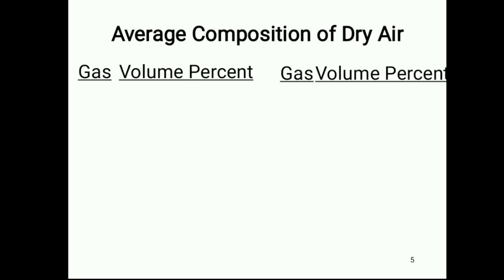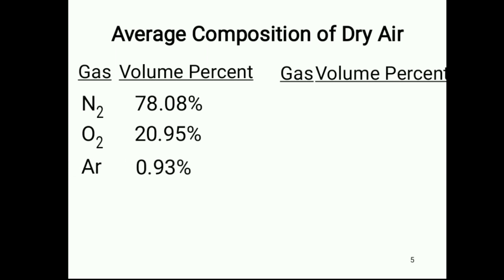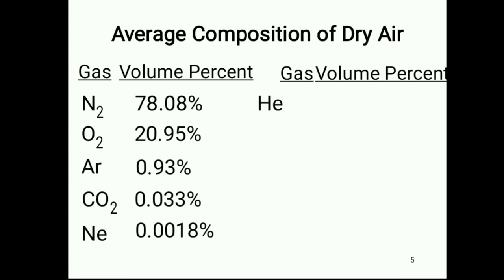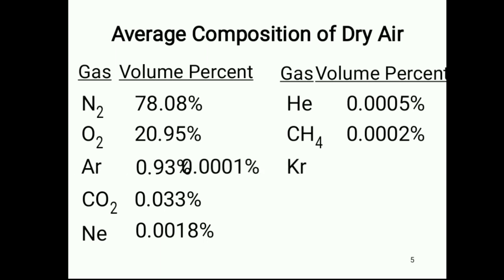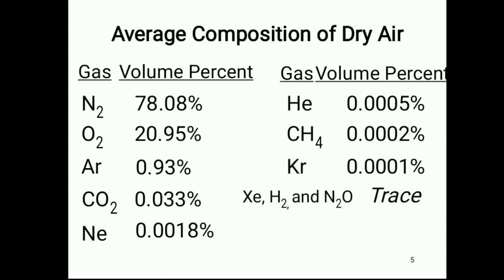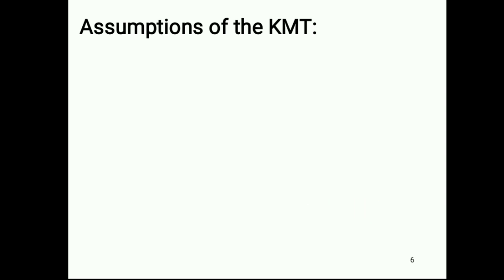The dry air is composed of the following gas particles or gas molecules. The most abundant in dry air is nitrogen gas. It takes about 78.08%. Oxygen is about 21%, argon 0.93%. Other gases such as carbon dioxide, neon, helium, methane, and krypton also are present in the dry air, and other gases in trace amounts such as xenon, hydrogen, dinitrogen monoxide, and a few others.